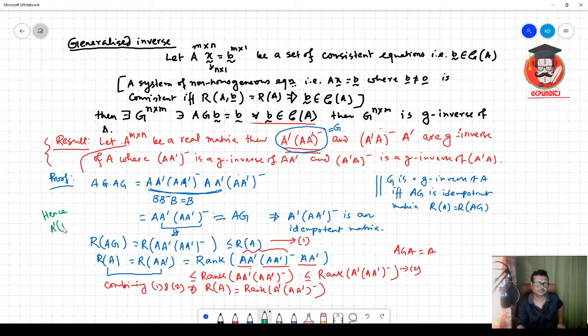Hence A prime G inverse is a G inverse of A. So proving this part, A prime G inverse A prime is a G inverse of A, we use the result from the assignment part: G is a G inverse of A if and only if G is an idempotent matrix and rank of A equal to rank of GA. So use this result, you can prove this portion. So this is your homework.